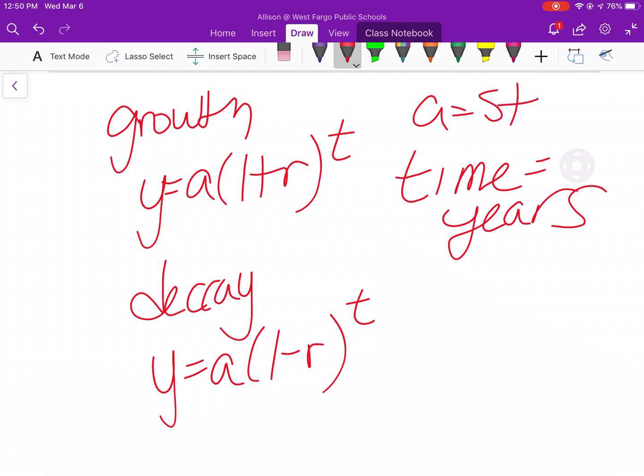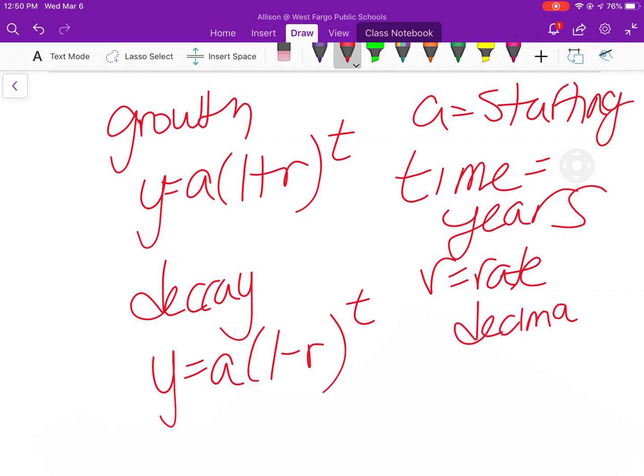A is the starting value, and r is the rate, and you need to make sure to put that in decimal form. Otherwise, you will not get the correct answer.